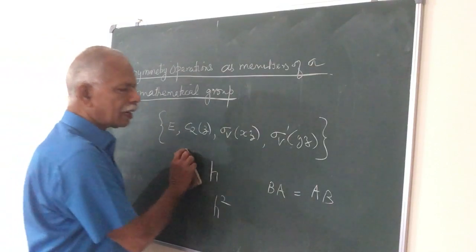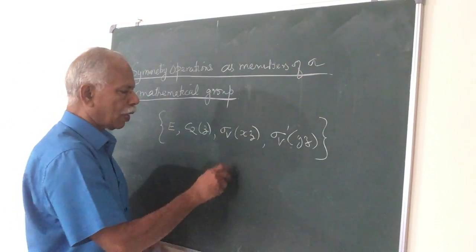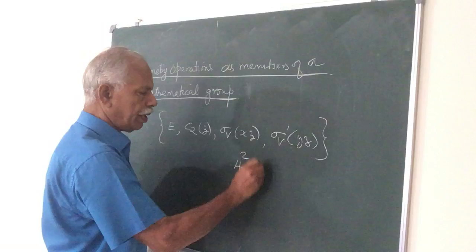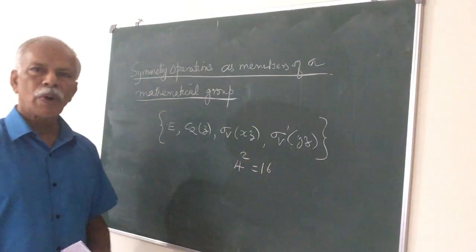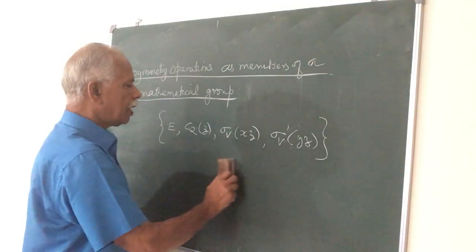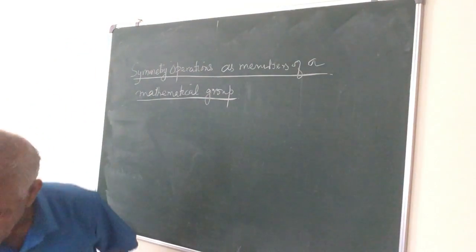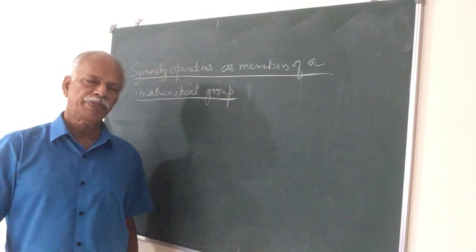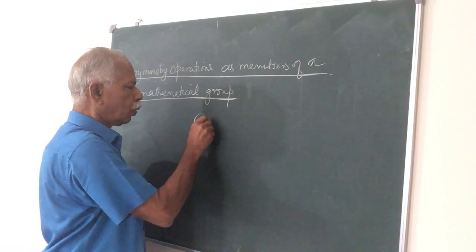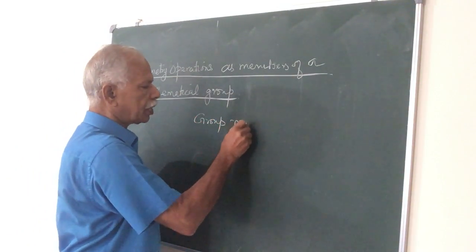The possible binary products here will be 4 squared, which is 16. And all the 16 products can be written down in the form of a table, which is called group multiplication table.